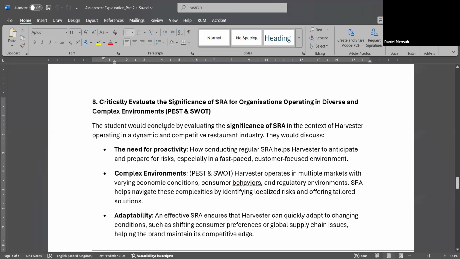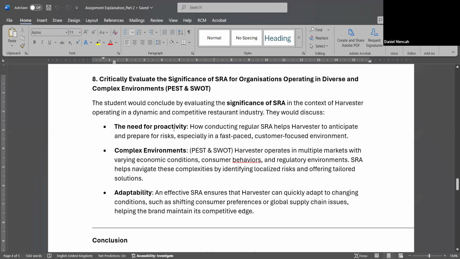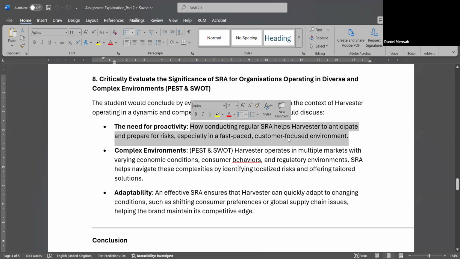So you can discuss some points. For example, you can discuss proactivity. When you're working in a diverse, complex environment, you need to adopt a proactive approach. So how can conducting regular SR help Harvest to anticipate and prepare for risk, especially in a fast-paced, customer-focused environment?